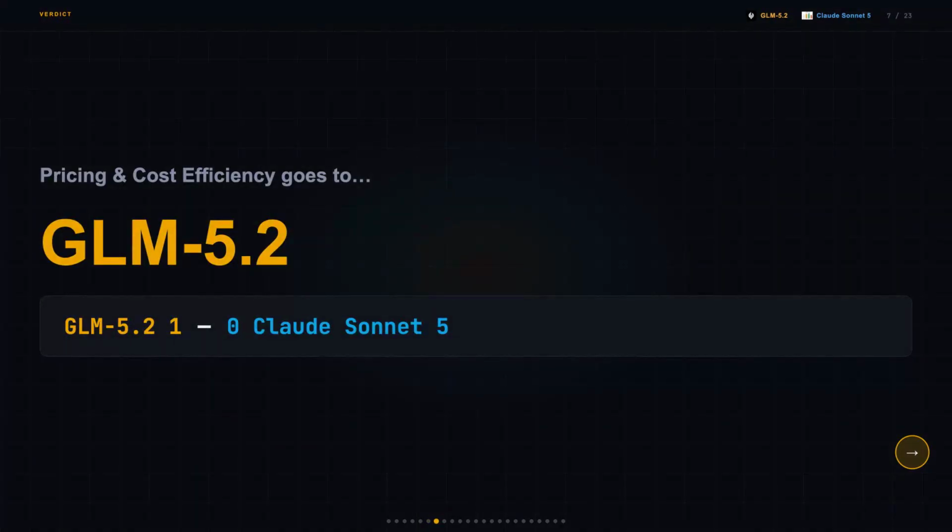GLM 5.2 takes this one, and it's not close. I was expecting a modest gap, but 56% cheaper on output tokens is a real difference, not a rounding error, and when Claude Sonnet 5's introductory pricing expires, that gap gets even wider. So GLM 5.2 goes up 1. Claude Sonnet 5 stays at 0.